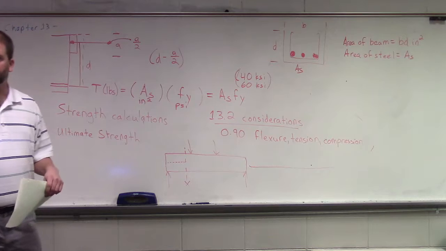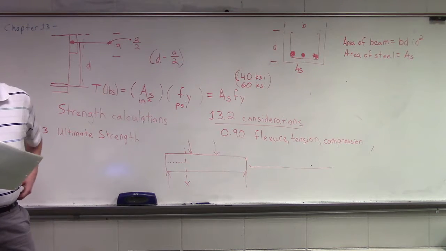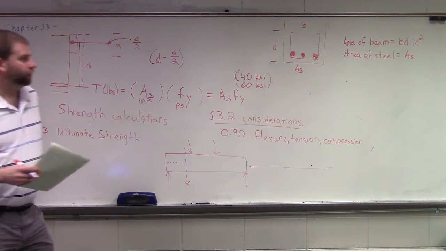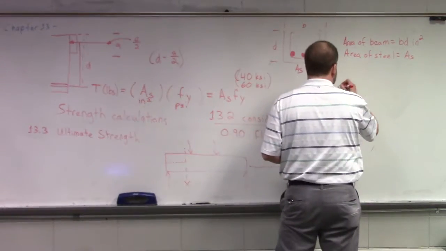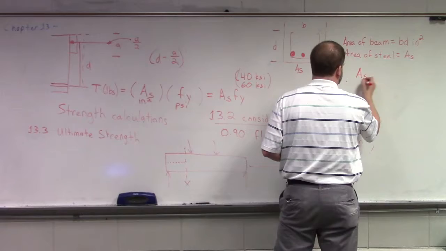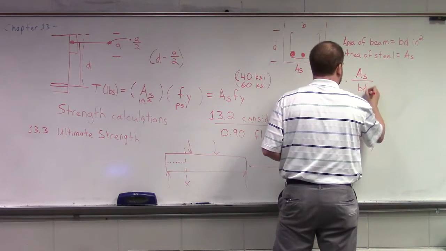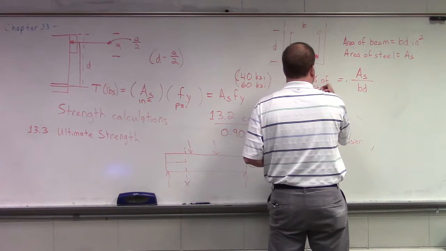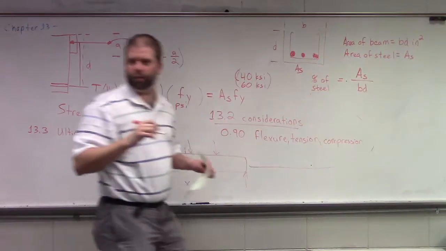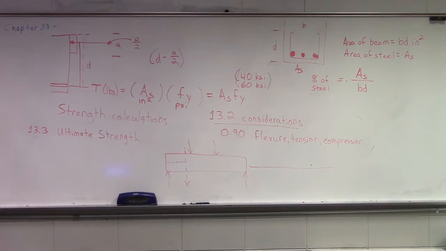If I want a percentage though, what do we need to do? Divide BD by A_s, or A_s by BD? A_s by BD, yep. Does that make sense to everybody? See how we got to that point? Yep, okay.